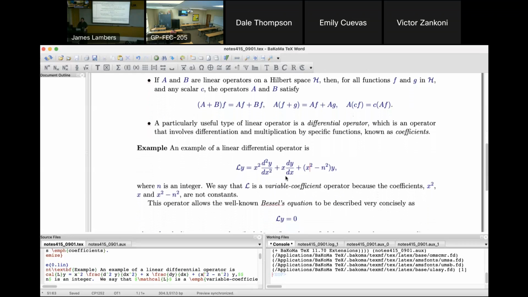Linear differential operators can either be constant coefficient or variable coefficient. This particular one is variable coefficient because the coefficients do depend on x. In Math 285, you mainly saw differential equations that had constant coefficients, especially in anything you did like second order on up.